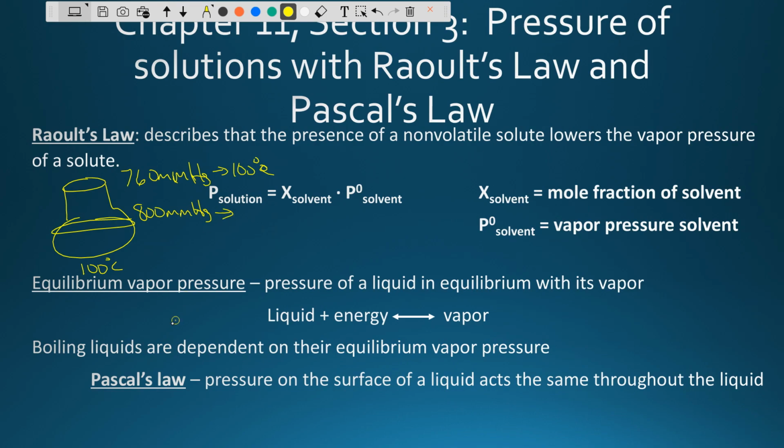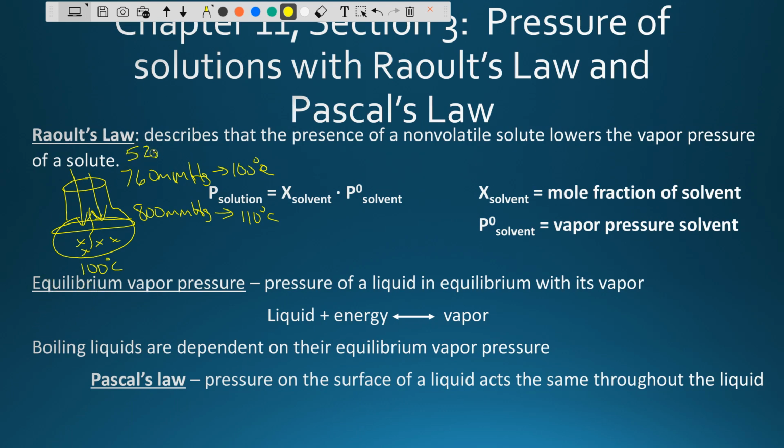Pascal's law says as you add energy or add pressure pushing down on this, it's really hard for those particles to actually escape up. They're pushing against one another. So if I add pressure to it, what ends up happening is water won't boil until I get to something like 110 degrees Celsius.